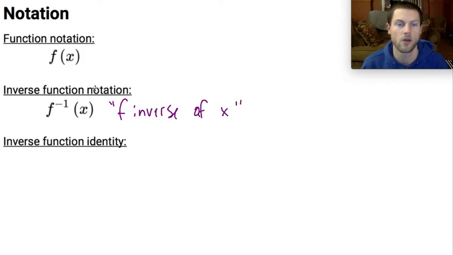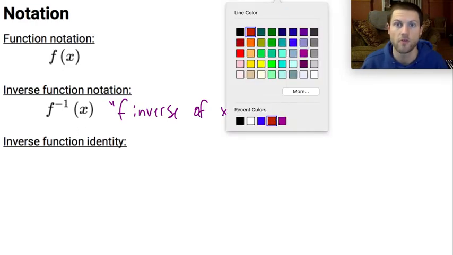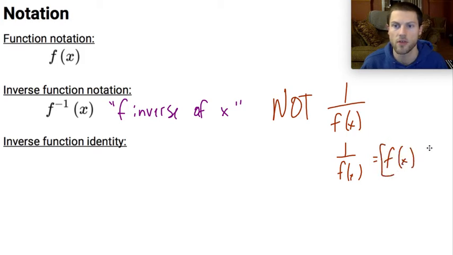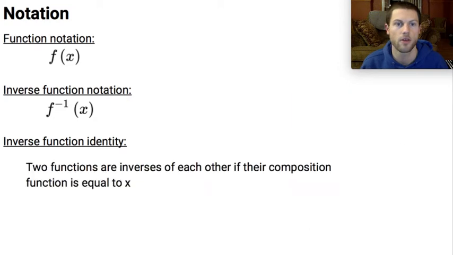of x. Now note, this inverse does not mean to the negative first power. Do not confuse this with 1 over f of x. That's completely different. What this would be equal to is 1 over f of x, which is really the same thing as f of x, that whole thing raised to the negative first power. So this negative first power as an exponent is different than putting that negative 1 before this parameter x. So this would be f inverse of x, not the same as this thing. Don't get it twisted. And then finally, this inverse function identity. This is a little bit of a definition here.